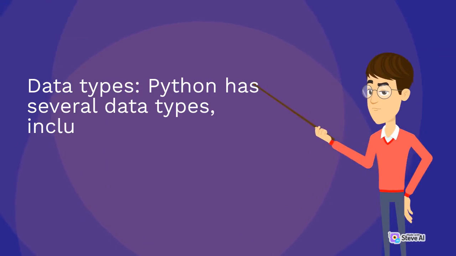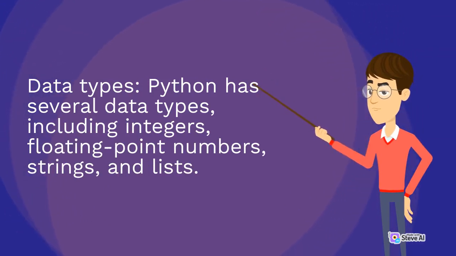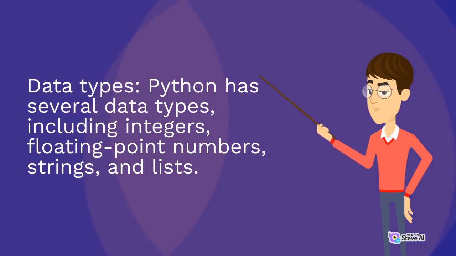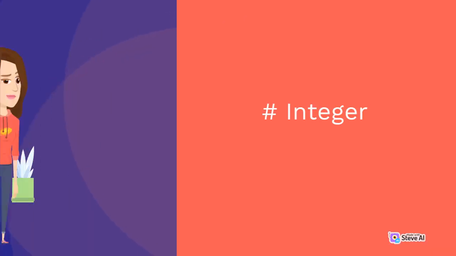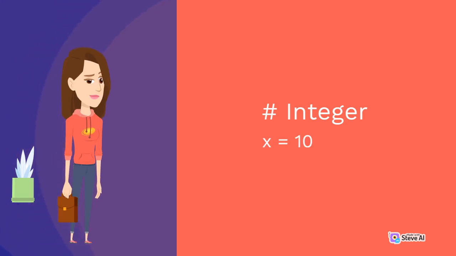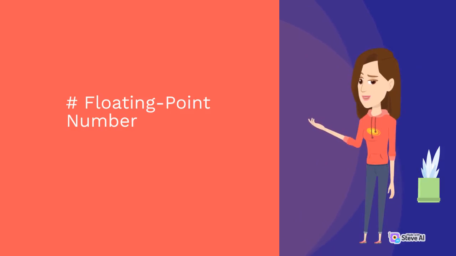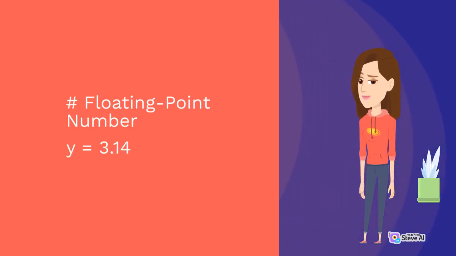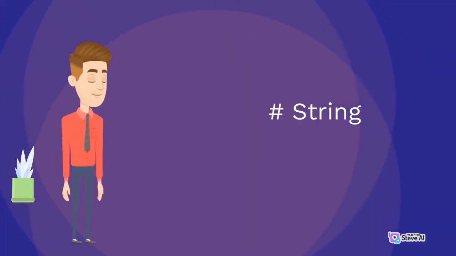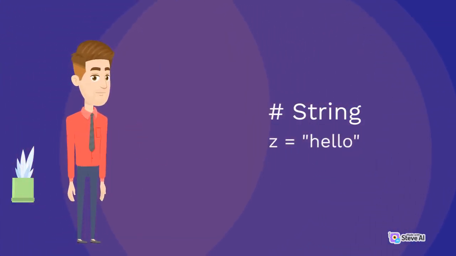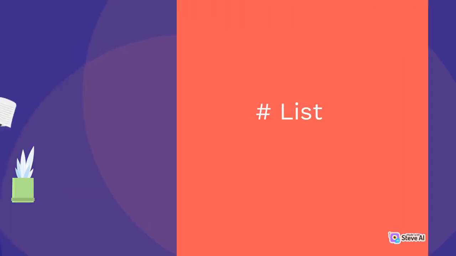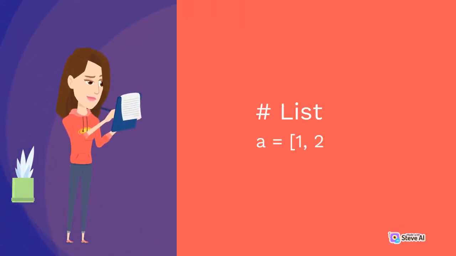Data types. Python has several data types, including integers, floating point numbers, strings, and lists. # integer: x = 10. # floating point number: y = 3.14. # string: z = "hello". # list: a = [1, 2, 3, 4].